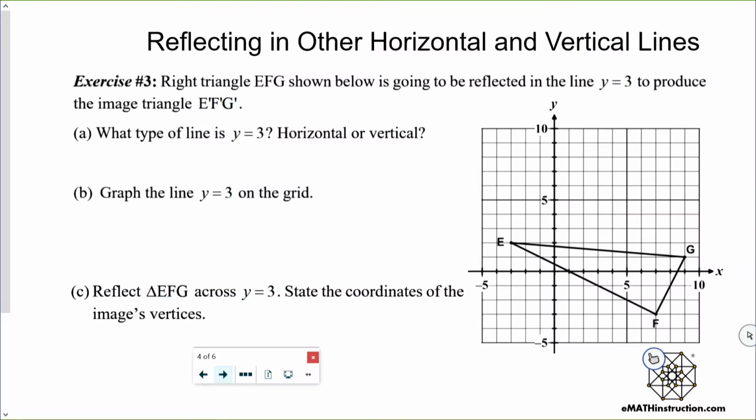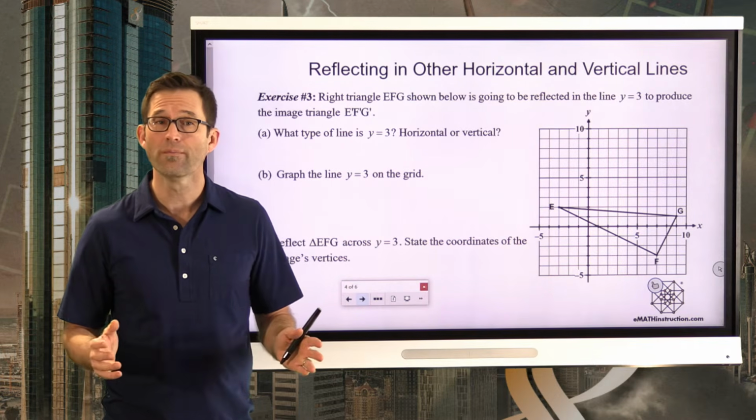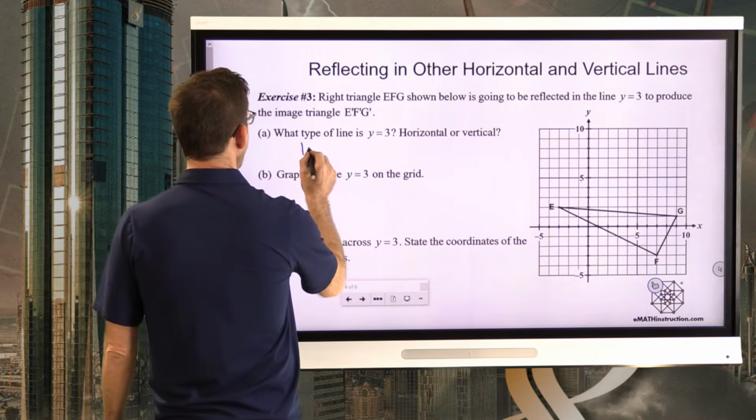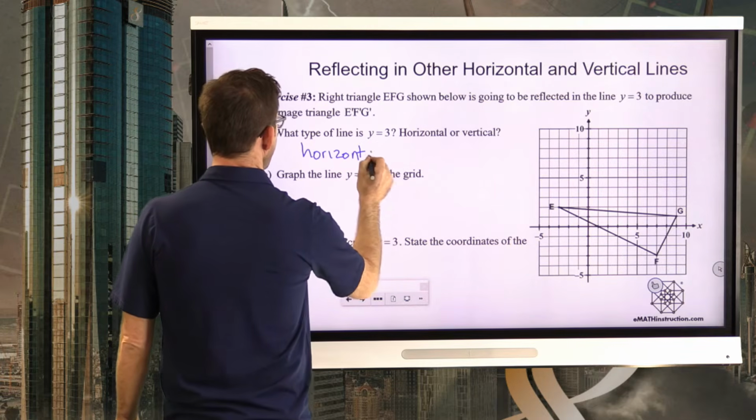Exercise number 3. Right triangle EFG shown below is going to be reflected in the line y equals 3 to produce the image triangle E prime, F prime, G prime. Letter A simply asks, what type of line is y equals 3, horizontal or vertical? Well, hopefully, after the last lesson, you're comfortable that y equals a number is a horizontal line.